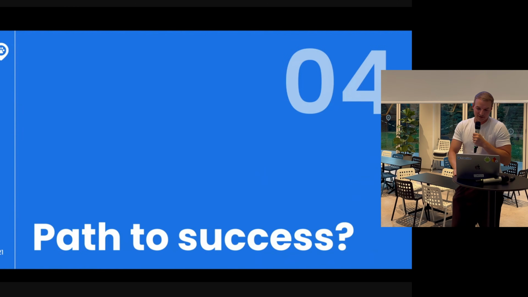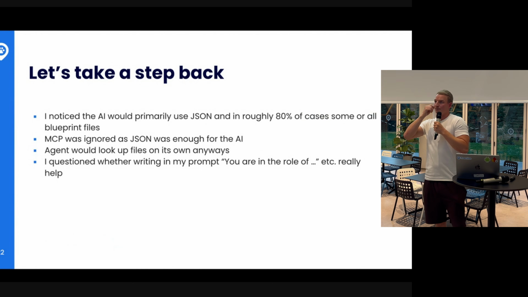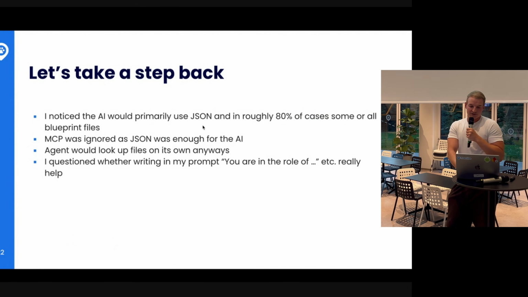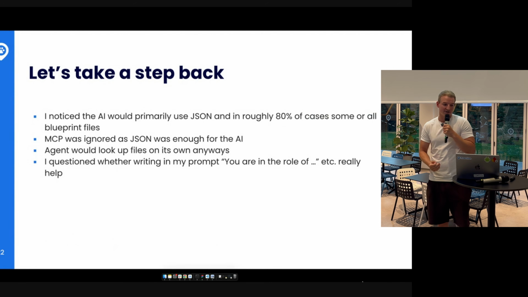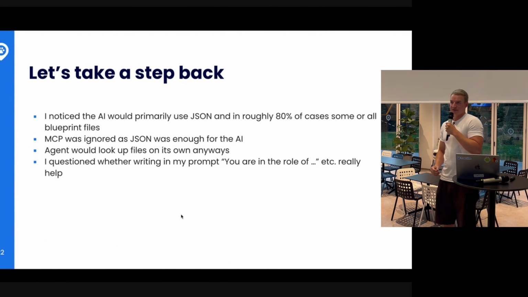So then, based off all the issues I faced, I took a step back, and I just noticed, because Copilot's output is pretty good. You see exactly what it does. It tells you, I'm now reading this file, I'm now trying this, etc. So I figured that it would primarily use the JSON that I put in, and in most cases also the blueprint files. The MCP was completely ignored unless I forced it to use it through, for example, the image comparison. And I also noticed that the agent would look up files on its own anyways.